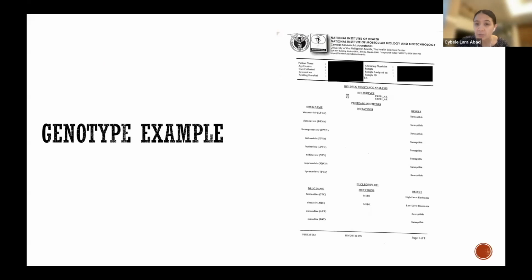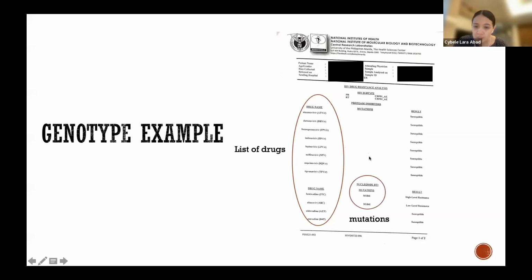So again, this is from the National Institute of Health. It has 3 columns over here. The first column shows you a list of drugs. So this is the list of HIV drugs that are available. The second column will tell you the different mutations, as you can see here. So this particular patient has an M184I mutation.